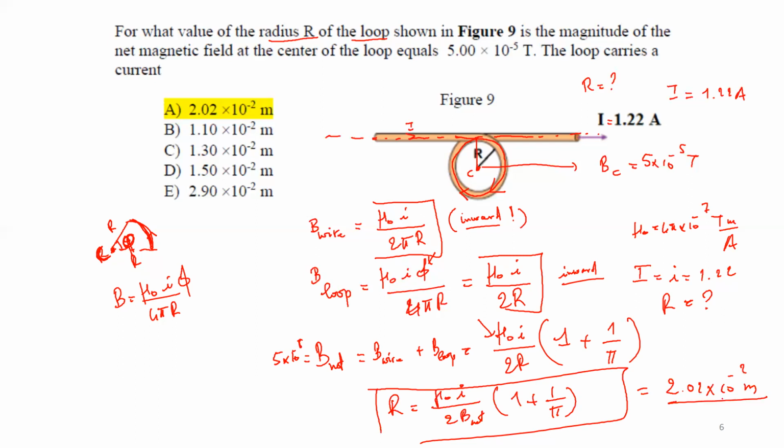Okay, 2.02 centimeters. Is it clear? So you know how to calculate the magnitude of the magnetic field, but also the direction and how you can calculate the net magnetic field.